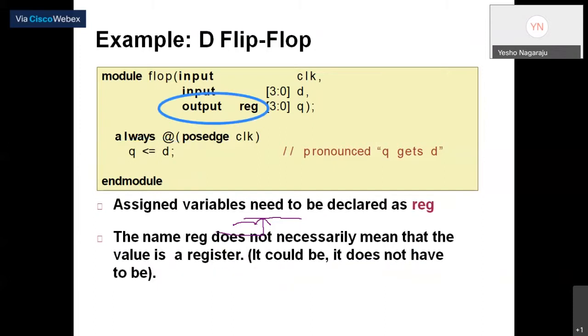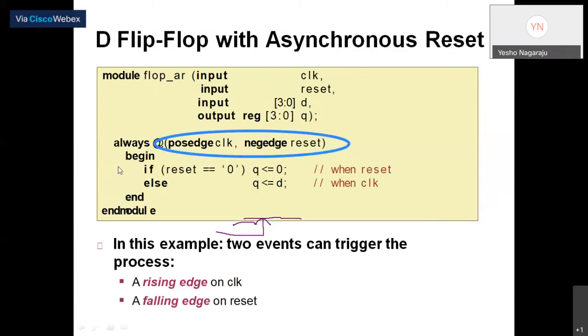Okay, and this thing we have already discussed many a time, that whenever you are assigning anything inside an always block, that has to be declared as a register. Because all the statements in an always block are sequential, that means they are assigned one after the other. So in order to remember those values, they have to be declared as memory elements, or memory type variables, so we can store values.